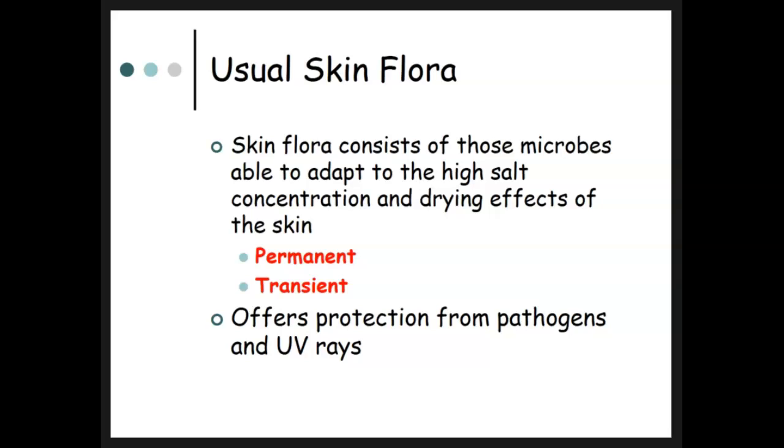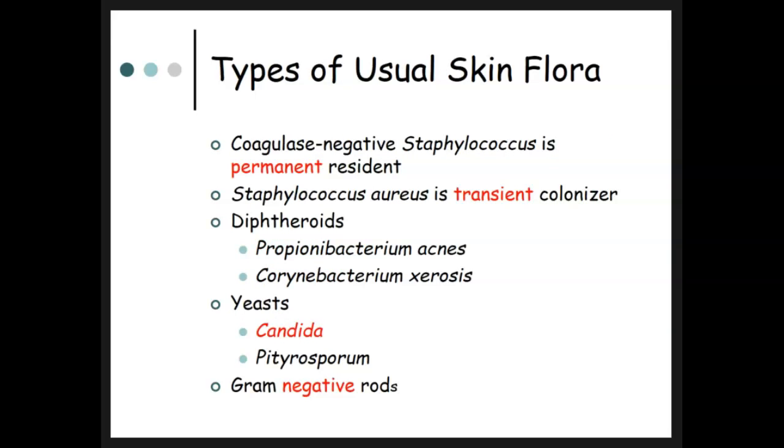Usual skin flora consists of both permanent and transient organisms, and these offer protection from both pathogens and ultraviolet rays. And these are flora that have adapted to a higher salt content found on the skin. The usual types of skin flora: there is the permanent resident, which is coagulase negative staph. That's the permanent resident, while Staph aureus can be a transient colonizer.